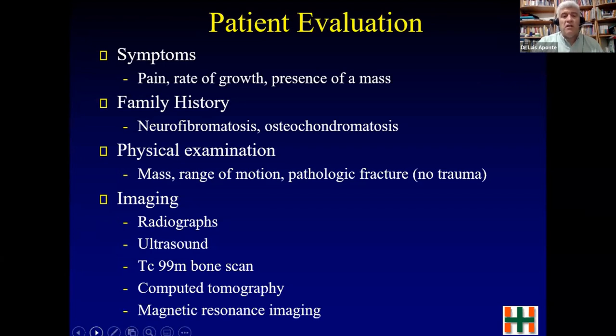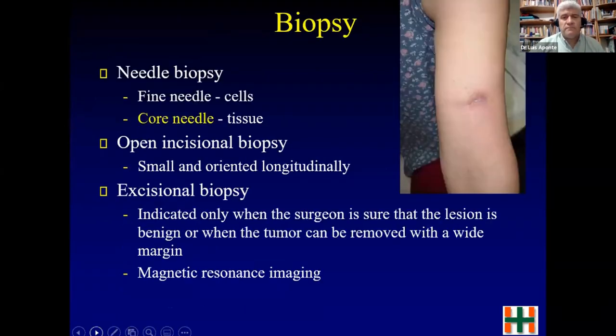And now we're going to see how we use radiographs. We always perform radiographs. The radiograph is very important for oncology. It gives a lot of information. Ultrasound, obviously bone scans, CT and MRI are very important, but you must never forget the radiographs. So how do we perform the diagnosis? The biopsy is the thing that gives the diagnosis.